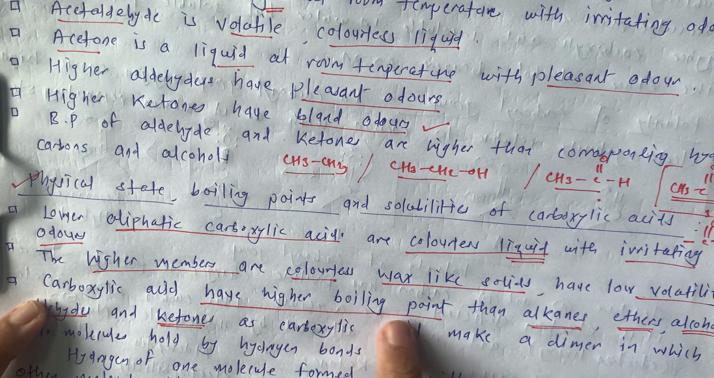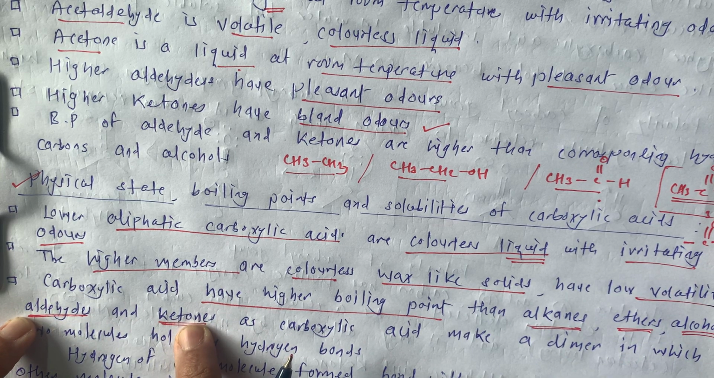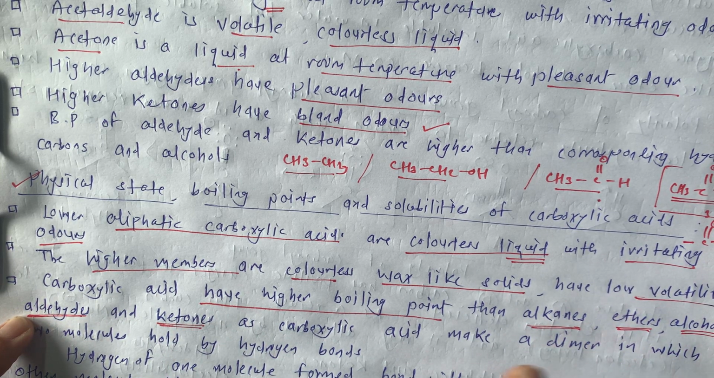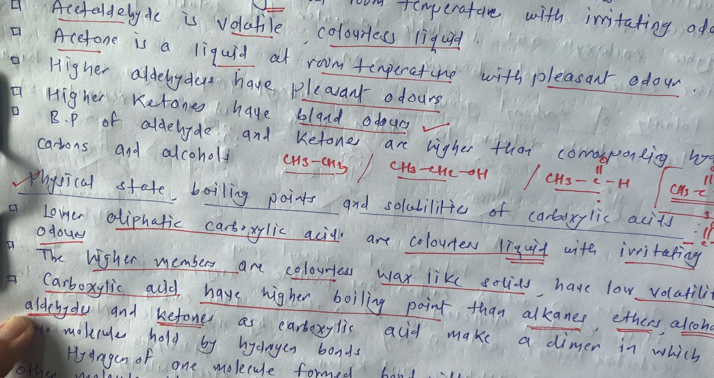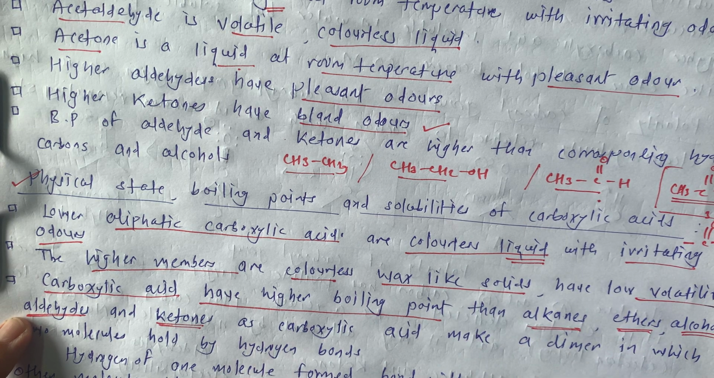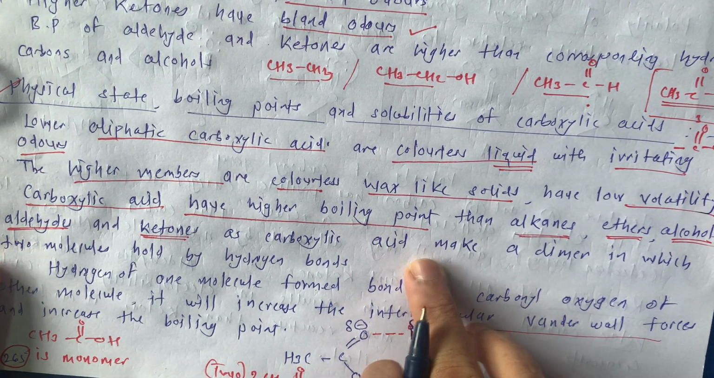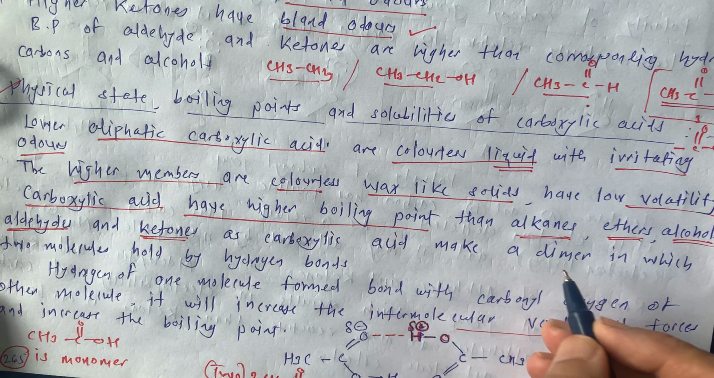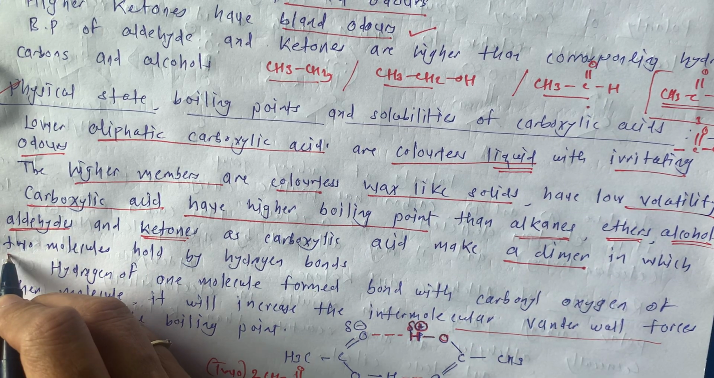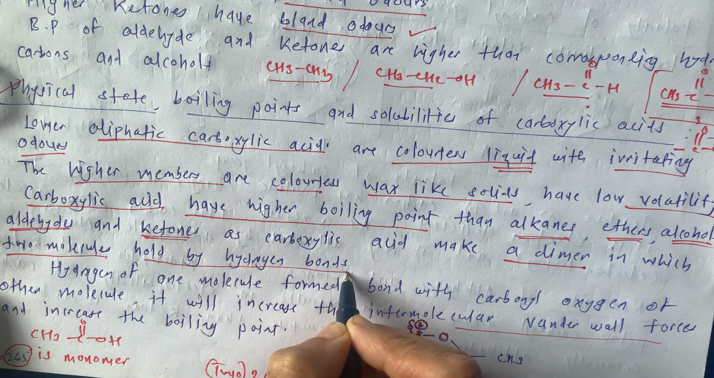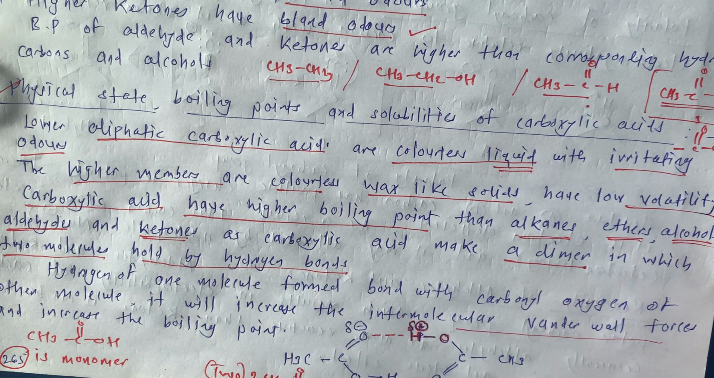Carboxylic acids have higher boiling point than alkanes, ethers, alcohols, aldehydes and ketones. So with that comparison of whatever we studied up till now, carboxylic acids have higher boiling point than everything. Okay, this is the very important reason: carboxylic acids make a dimer, this is the new term, dimer, in which two molecules are held by hydrogen bonds. What is a dimer? Two molecules held by hydrogen bonds.